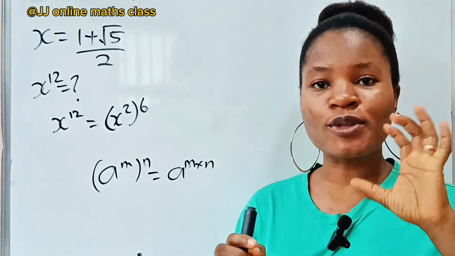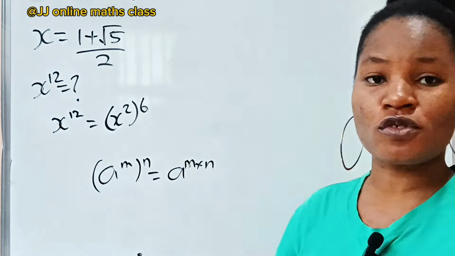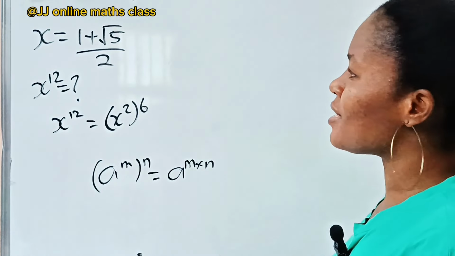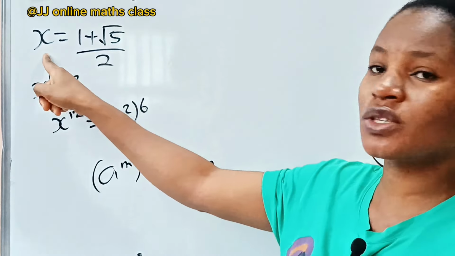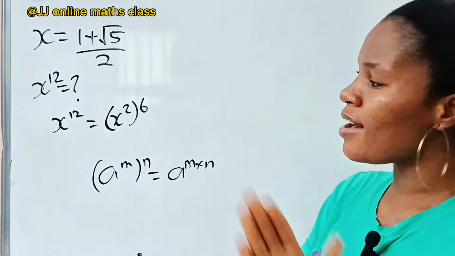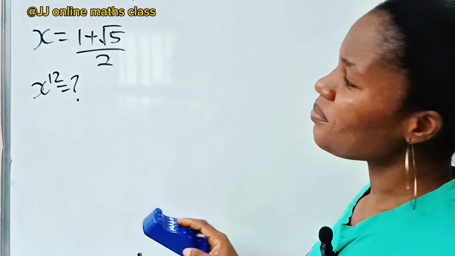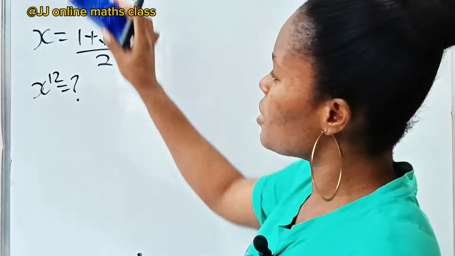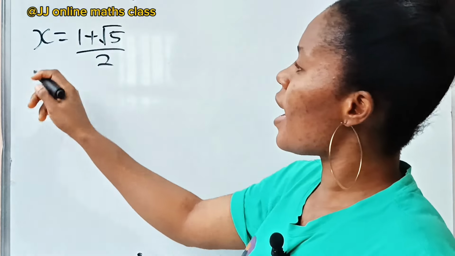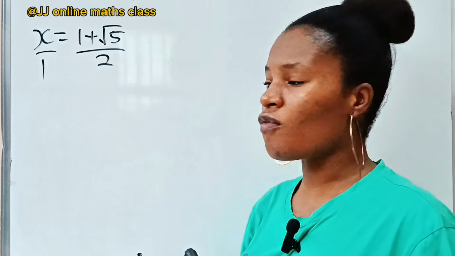Now, the first hurdle we need to cross is how to get x squared. That is number one, and that is very easy. We can get x squared if and only if we square this x, right? So let's get to it and see how it goes. All right, now the question is x, permit me to clean this, x over 1 is equal to 1 plus square root of 5, over 2.